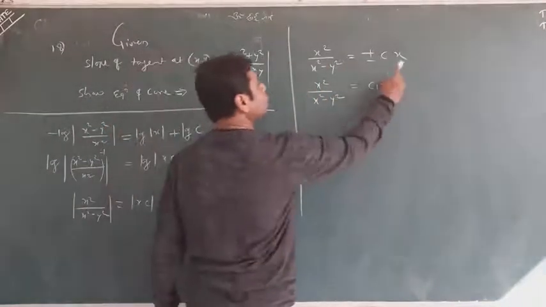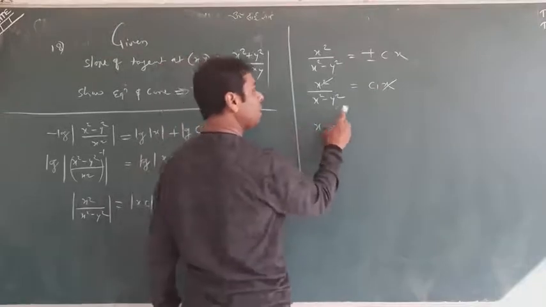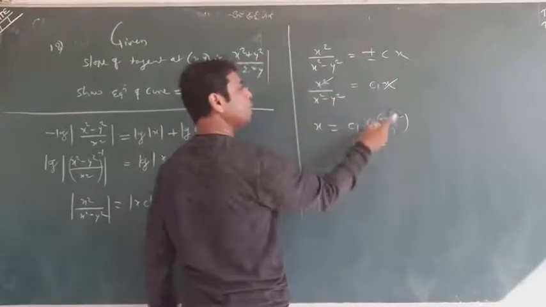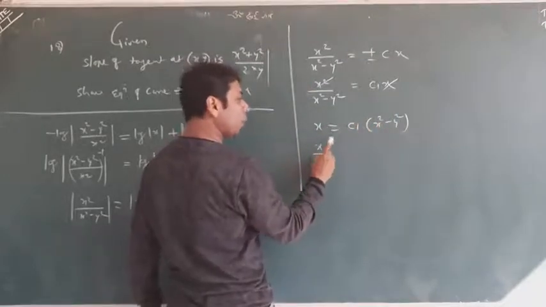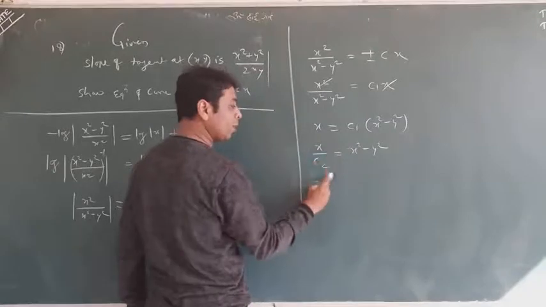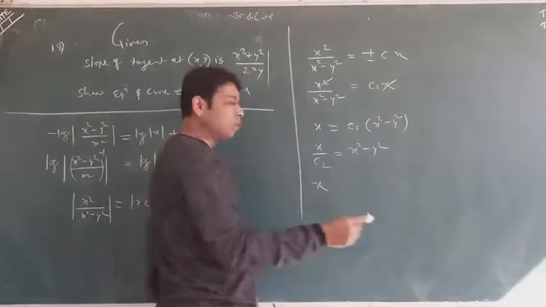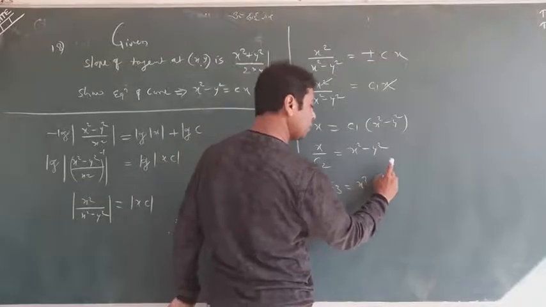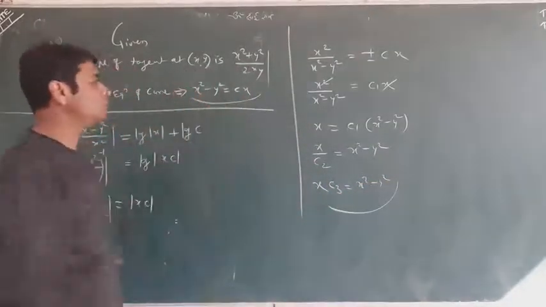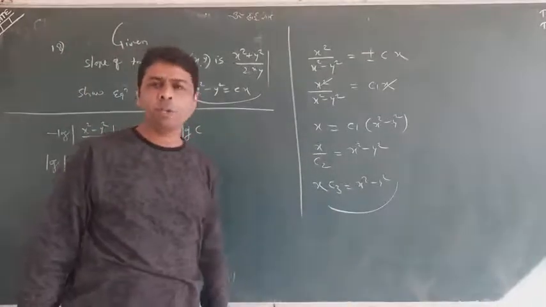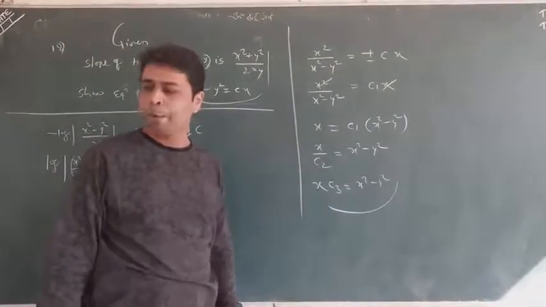Now this x will cancel with this, so we have x equal to c1 times x square minus y square. I do the transfer: c1 can be transferred, so c2 equal to x square minus y square upon x, and 1 by c2 can be written as another constant c3. So c3 x will be there, x square minus y square. This is the answer, same as what is coming here. It was c there, I wrote c3. No matter at all, a constant can be given by any symbol. So this is the way.